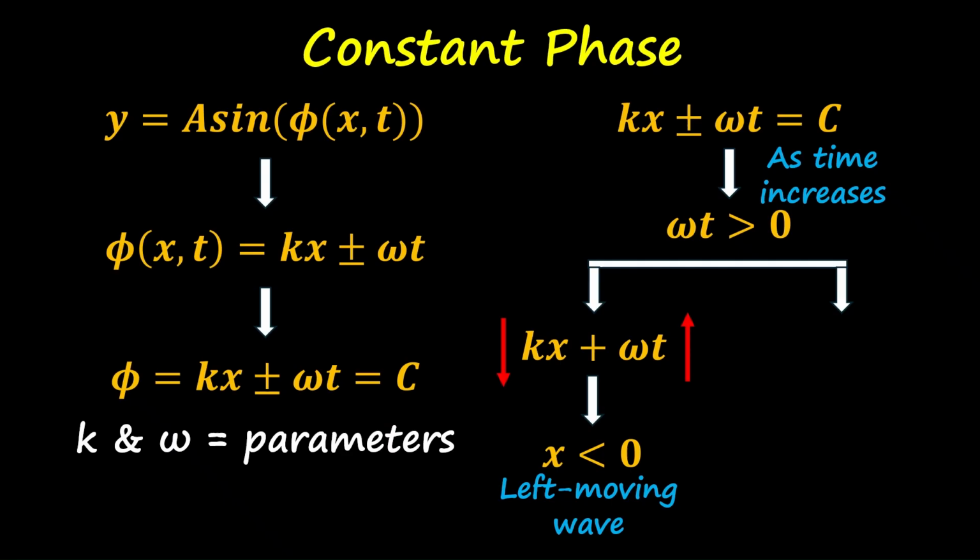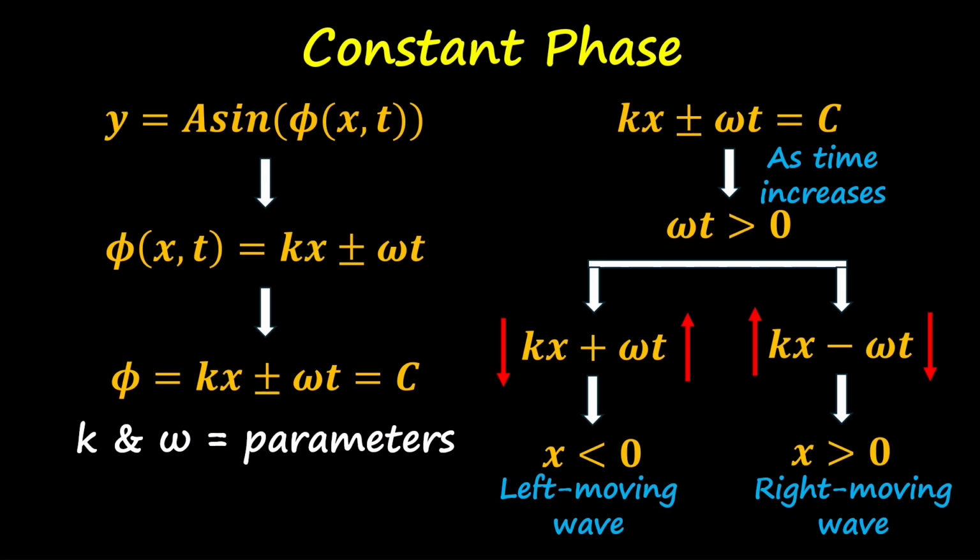Now let us take another expression, kx minus omega t. So omega t will be decreasing because there is a negative sign in front. So the kx has to increase, and k is positive, so x has to be positive. So it is a right moving wave.